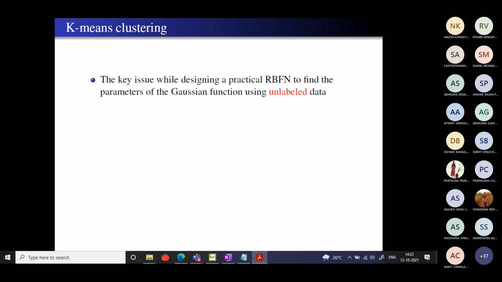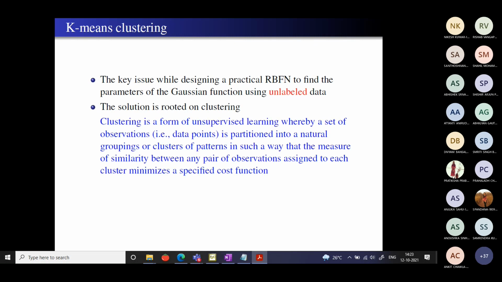So the key issue while designing a practical RBFN, to find the parameters of the Gaussian function, is that we are basically using unlabeled data. We'll see how we go about it. Unlabeled data means we don't have the desired value; only the data is given to us. How do I go for this? In such a scenario we normally go for some sort of a clustering approach. The solution is deeply rooted in clustering if you want to find the kind of groups.